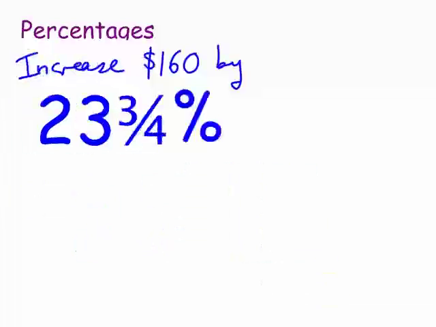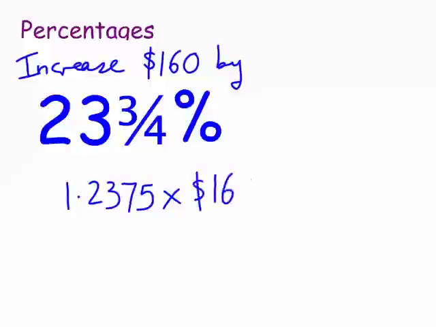Okay, so let's increase $160 by now 23.75%. So what does this mean? Well, we're going to find 123.75% of $160. So on the calculator, convert it to a decimal: 123 is going to be 1.23, and 3/4, as you know, is 75 or 0.75. So we need to do this on the calculator. I'll just give you a few seconds. Try that one. See what happens.